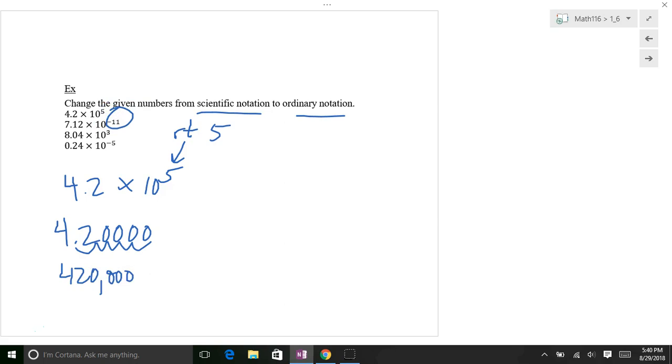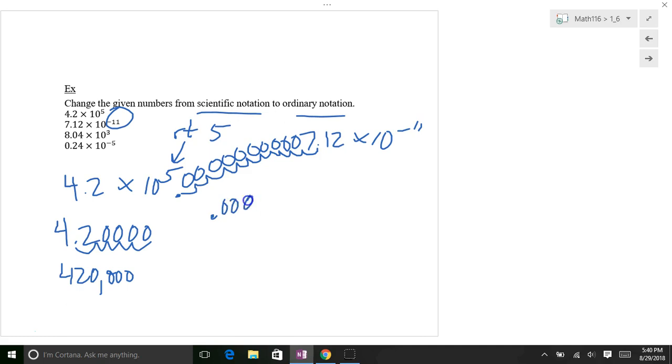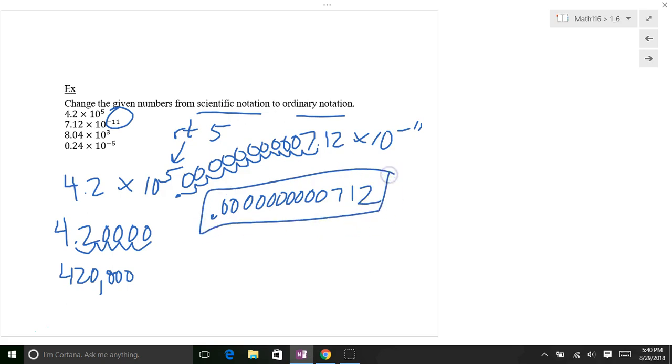Next one, which way are you going to go? 10 to the -11, left 11. 7.12 times 10 to the -11, left 11. 1, 2, 3, 4, 5, 6, 7, 8, 9, 10, 11. Seven, 1, 2. There it is.